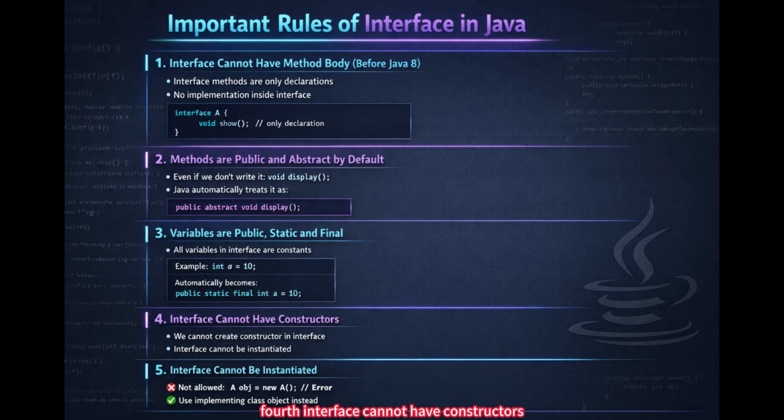Fourth, the interface cannot have constructors. We cannot create constructors inside an interface, because an interface cannot be instantiated. Fifth, interface cannot be instantiated. This is very important. We cannot create an object of an interface directly. A obj = new A(); is an error. Instead, we use the implementing class object.